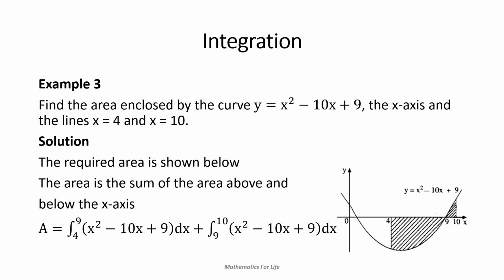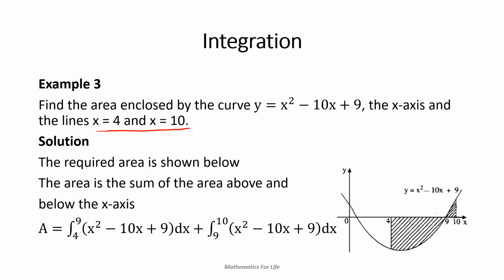Example number 3. Find the area enclosed by the curve y is equal to x squared minus 10x plus 9, the x-axis and the lines x is equal to 4 and x is equal to 10. Now again, we note that the limits within which you need to find the area are indicated as x equals to 4 and x is equal to 10.